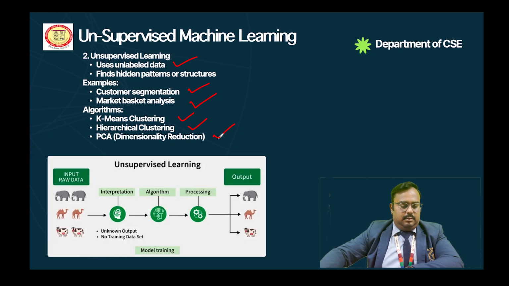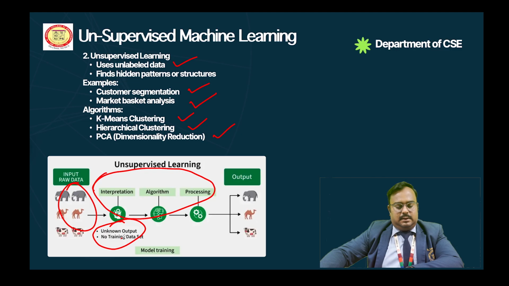In this diagram, we have given the input as raw data. There is no labeled data. After that, in this process, we use an interpretation algorithm for processing. After that we get the desired data. In this, the output is unknown and there is no training data set.